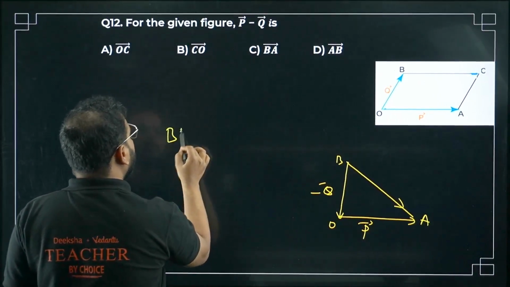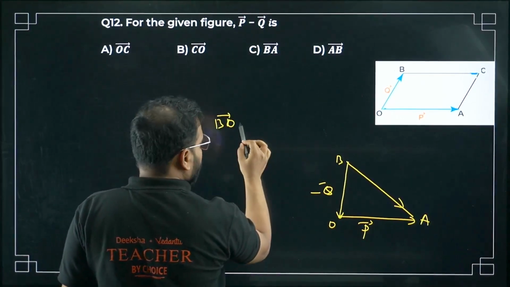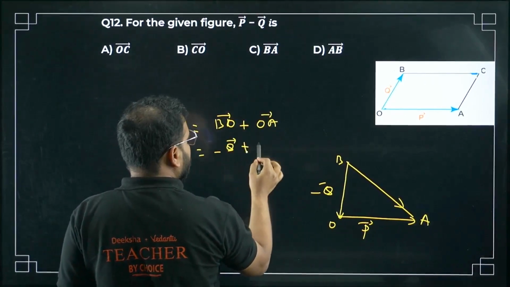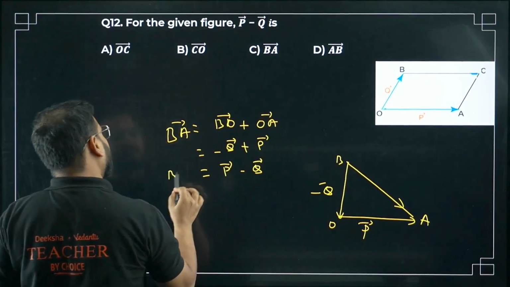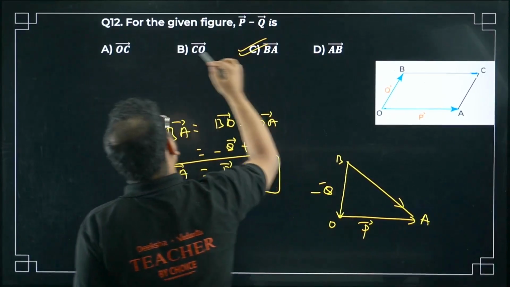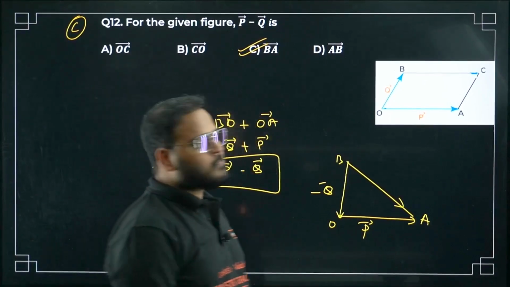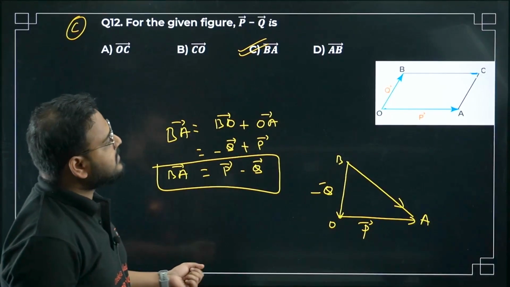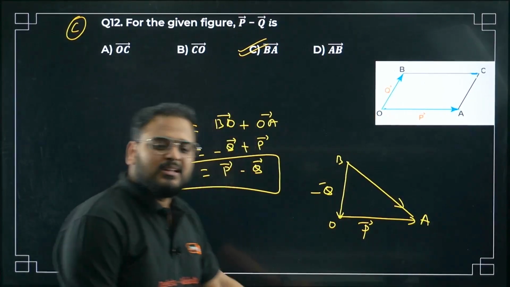Check this out. What is going to be? Vector BA will be nothing but vector BO plus vector OA. How much is that? Minus Q vector plus vector P. How much is that? Vector P minus Q. How much is that? BA. The answer is BA. So option C is correct. Please check. Option C is correct. Question number 12, option C is right. Moving on to question number 13 now.